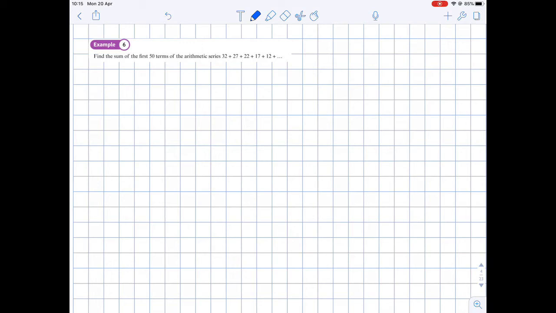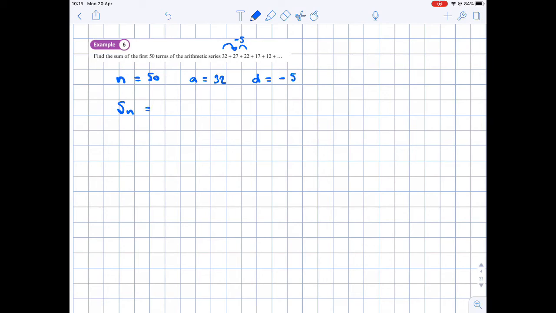Now that we have found a formula, and we know it's going to work because we proved it, we can just apply that formula. So in this case, find the sum of the first 50 terms, meaning n is 50. We also know from looking at the series that the first term is 32, and the common difference, well, we go from 32 to 27, so it looks like we're subtracting 5 each time, and just checking that, it does appear to be correct. So our common difference is minus 5. And it's always worth writing those terms out first of all.